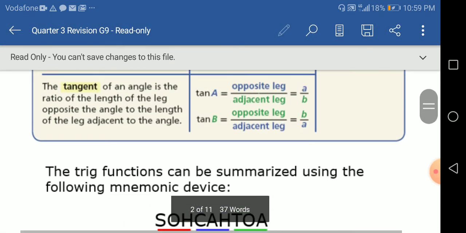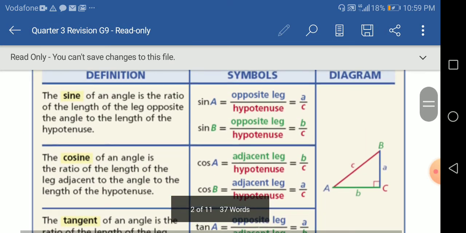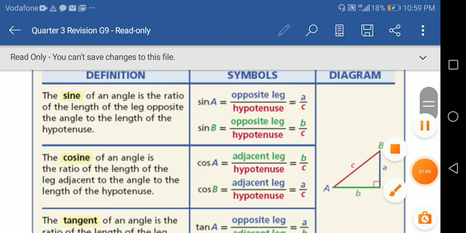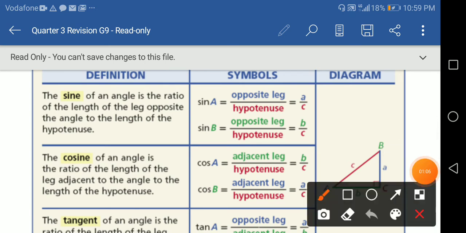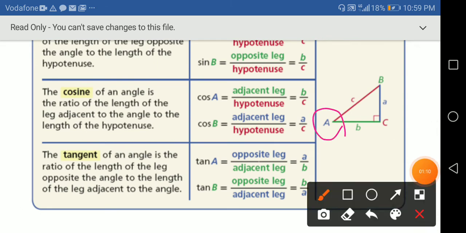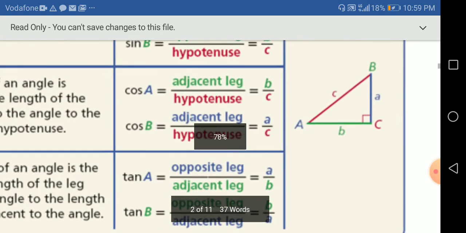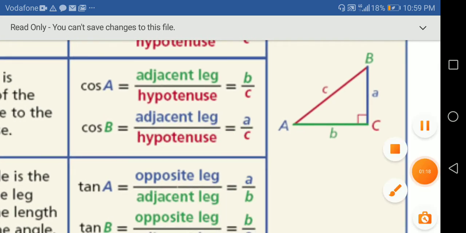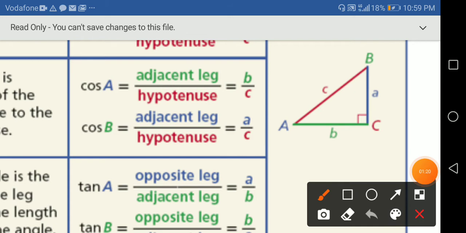Okay, so when I ask you, what is the sine of angle A? Sine means opposite over what? Hypotenuse. The first thing I have to know is where is the opposite, the hypotenuse and the adjacent. The opposite is the side in front of the required angle.